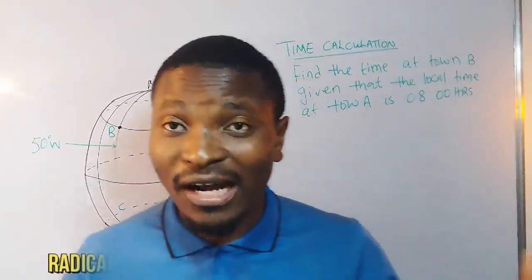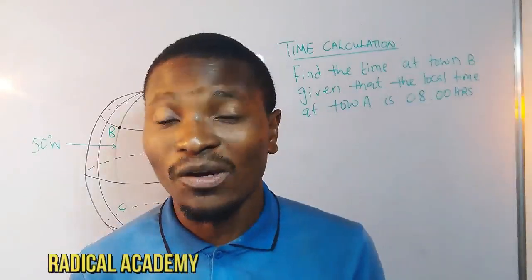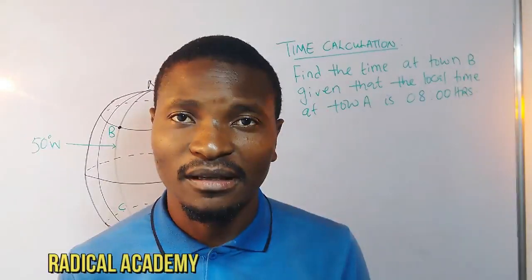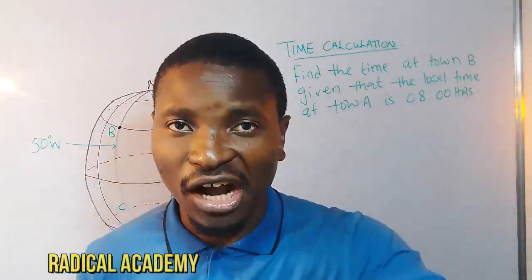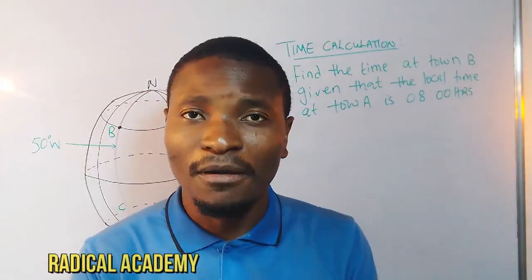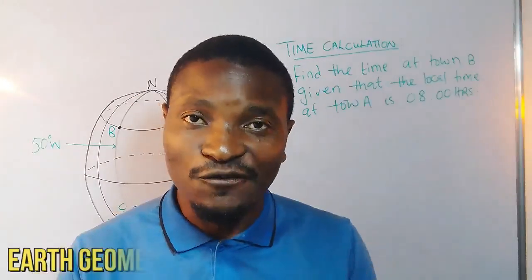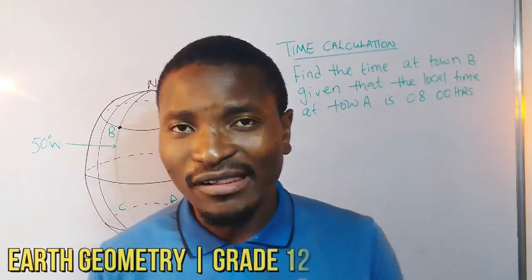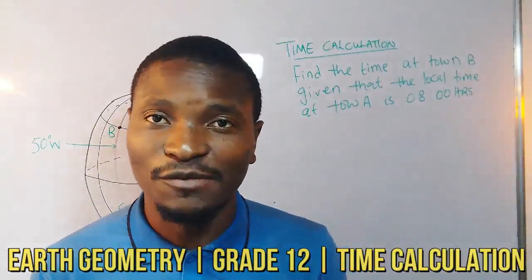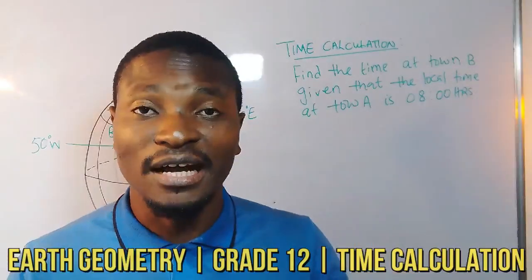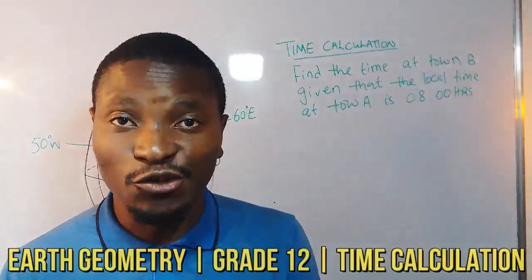Okay, so many people do wonder why there is a huge difference when it comes to time. There is a huge gap of time when you look at China and Zambia, because many people wonder where that difference comes from. Now, in this video under Earth geometry, specifically on time calculation, I'm going to help you understand what makes that difference between the two countries.